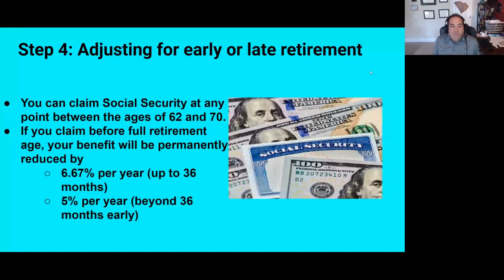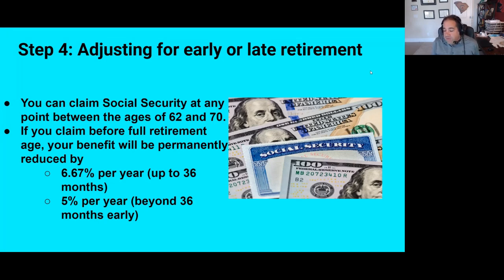And then finally, step 4. So step 3 calculated what your Social Security benefit would be if you claimed it at exactly your full retirement age. Step 4 is to adjust it for early or late retirement, assuming that you don't claim it at exactly your full retirement age, which very few people actually do. The common ages to claim are 62 and 65. A lot of people claim anywhere in between, and some people wait all the way till age 70.